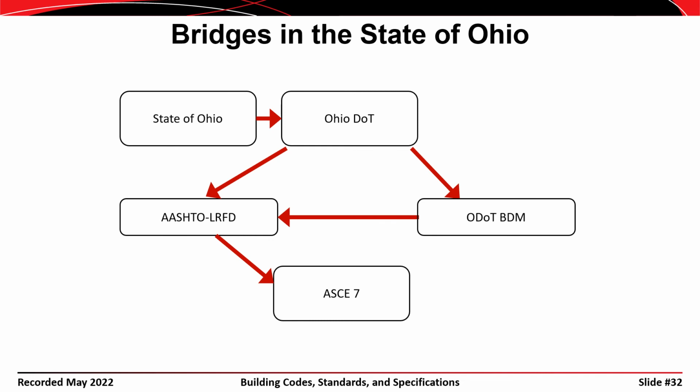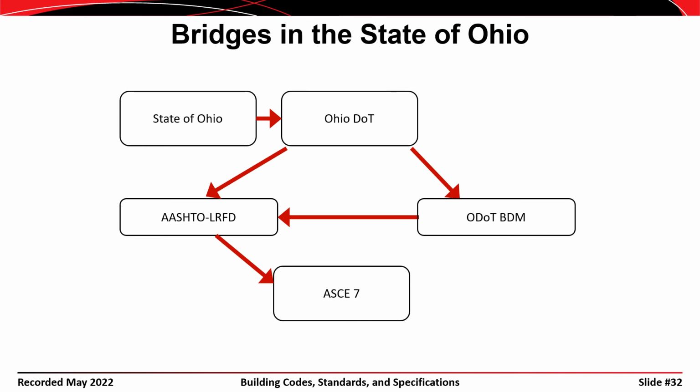The Ohio DOT says that bridges shall be designed in accordance with the AASHTO LRFD design specification using some modifications. So the state of Ohio has developed their own bridge design manual, or BDM, as it's shown in this slide. And it says that we generally agree with everything in the AASHTO specification, but we're not going to permit this type of a product in our bridges. As an example, the state of Ohio doesn't permit a specific kind of bolt to be used. It's permitted in the AASHTO specification, but for one reason or another, ODOT doesn't like it.